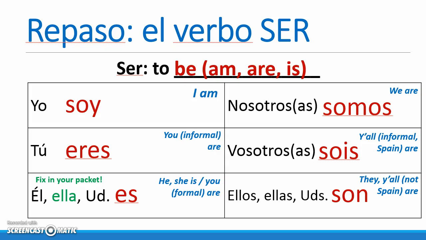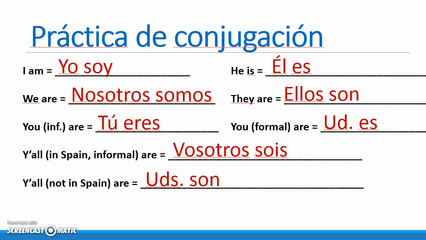ellos, ellas, ustedes. Si recuerdan del capítulo anterior, esa canción: yo soy, tú eres, él, ella, usted es, nosotros somos, vosotros sois, ellos, ellas, ustedes son. Hopefully that is pretty easy and really familiar to you, and by now you already feel confident in conjugating the verb ser. Yo soy significa I am.